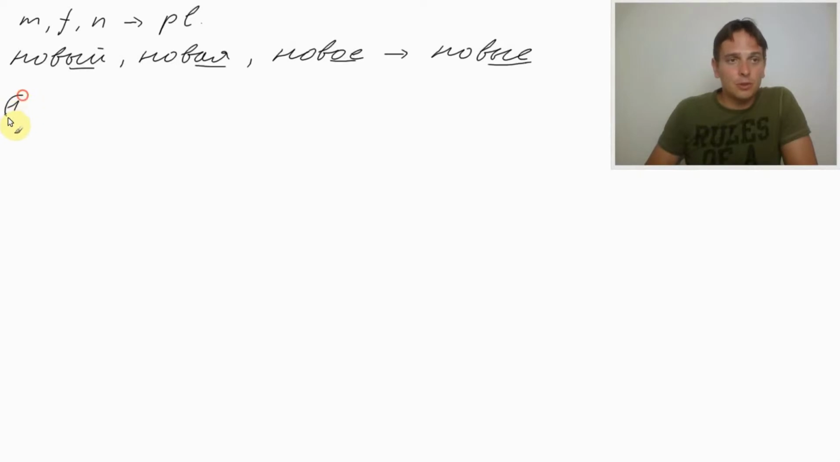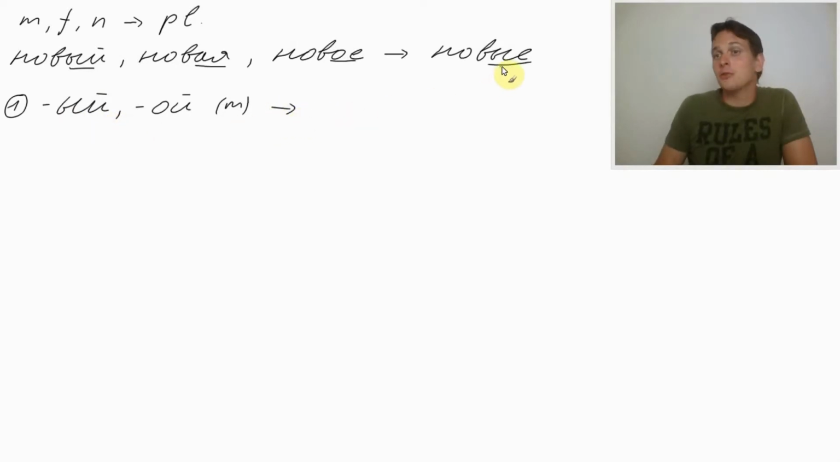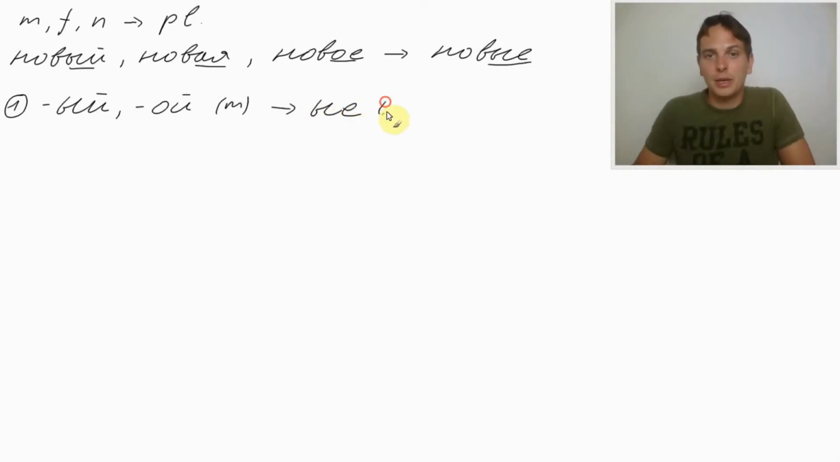The first group will be adjectives with the endings «ы» and «ой». So if you find an adjective in the dictionary form, we are speaking about the masculine form. Here we have новый. We take away «ы» and replace it, guess, with «ые». «ые» becomes plural.